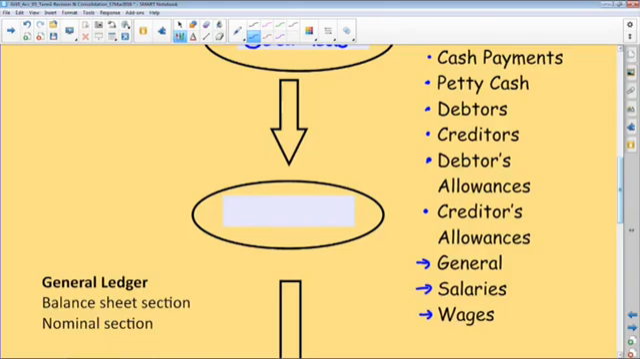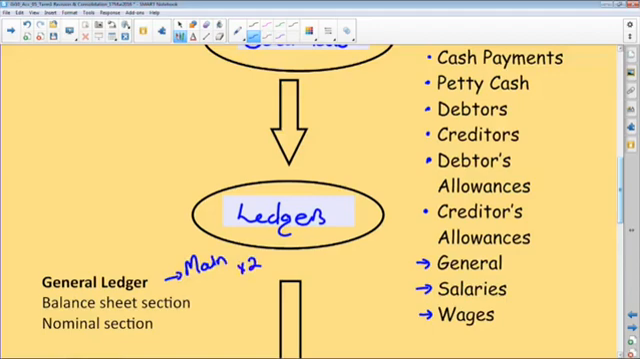Now, let's go to the next step. Step number 4 will be your ledgers. So what ledgers did we look at? Your general ledger, that is your main ledger. And this is where we're looking at the double entry rule. So we always have 2 accounts. We have a debit and we'll have a credit.